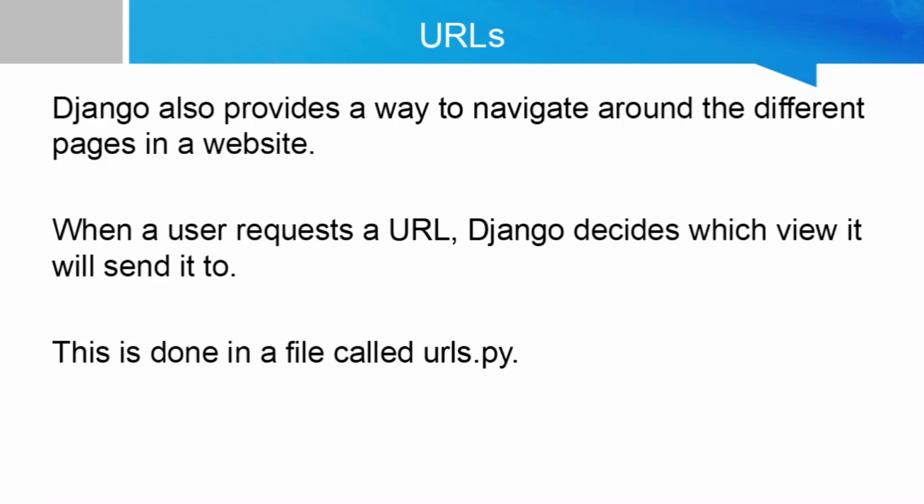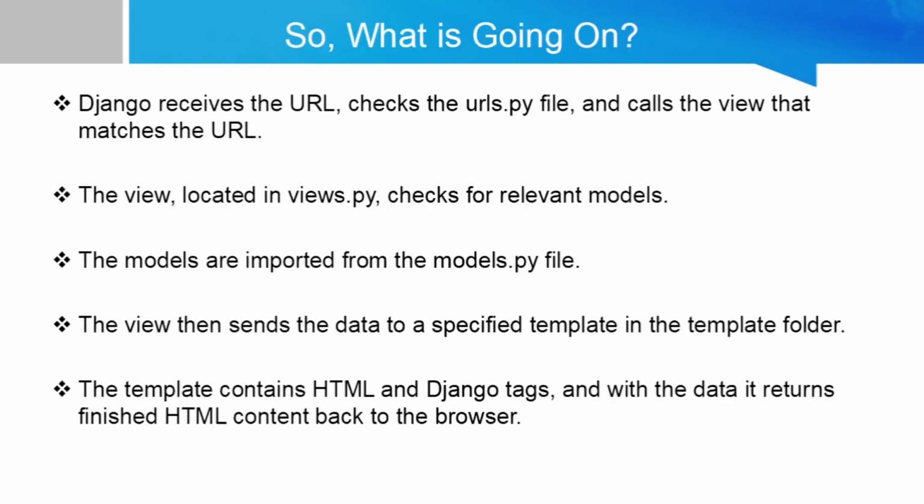Now, when a user requests a URL or a link, Django decides which view to send it to. This is done in a file called urls.py. We shall talk about this much deeper as we go on, but let's first understand the entire structure, or what is going on in this process.